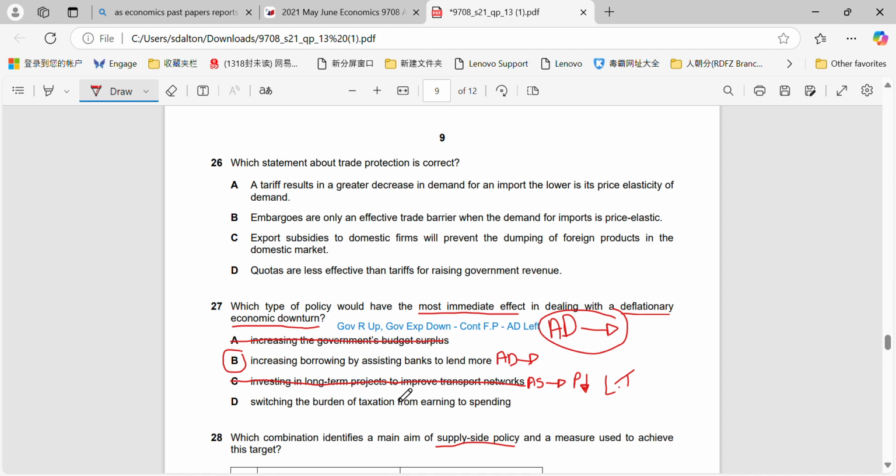And finally, switching the burden of taxation from earning to spending, that would be the same thing. It's like switching direct taxes to indirect taxes. In other words, it's still restricting our ability to spend, so it will not allow us to increase our consumption or increase our investment. It's basically just switching from direct to indirect taxes. It would have the same effect. Consumption and investment would be unaffected or possibly negatively affected, which would continue to have aggregate demand spiraling to the left and continue with the deflationary economic downturn.